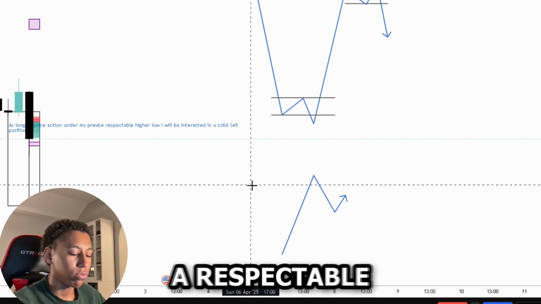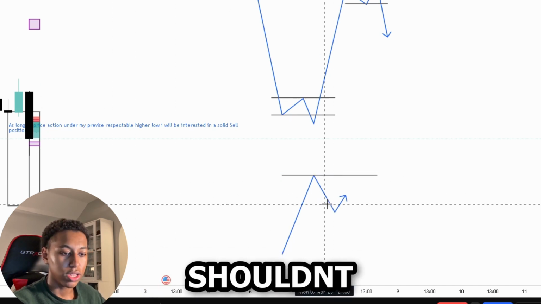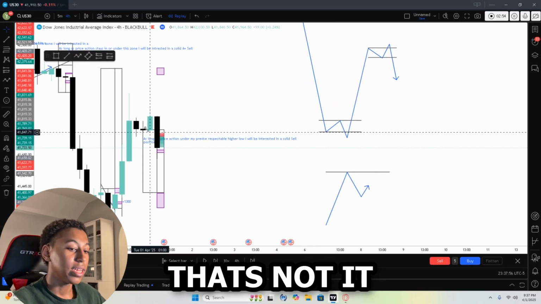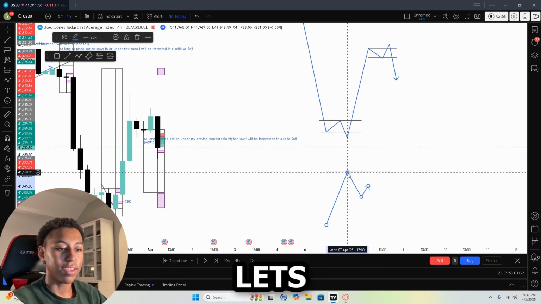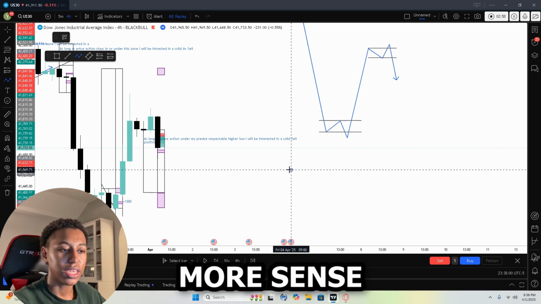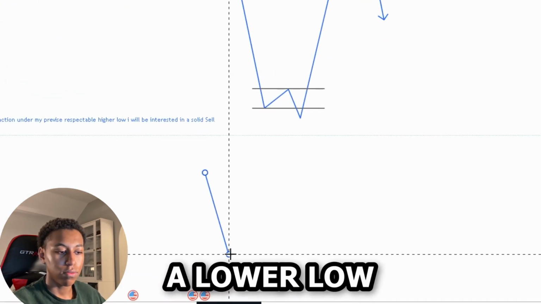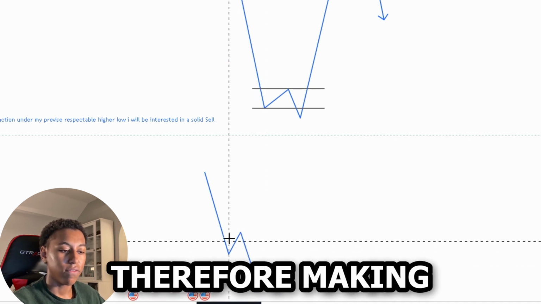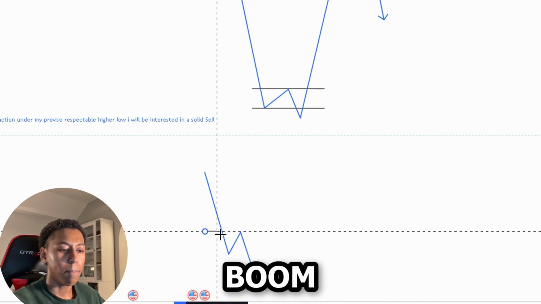Now, how could that not be a respectable low? We have the higher high. Shouldn't this be a higher low because technically we're pushing off it? No, that's not it. Let's imagine this price action so it makes even more sense. If price came down here and created a lower low, and then we came and created a lower high, just like this, we closed under that, therefore making this a respectable lower high, boom.